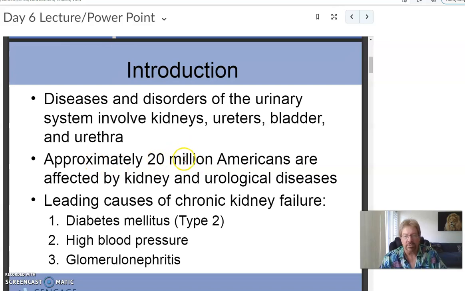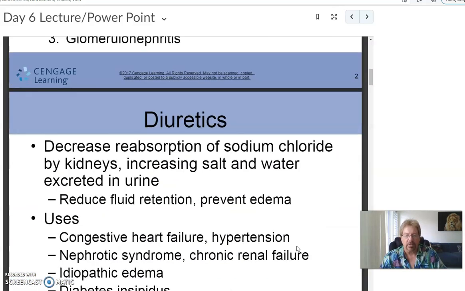Approximately 20 million Americans are affected by kidney and urological diseases. That's a lot, guys. Leading cause of chronic kidney failure, number 1: type 2 diabetes. The leading cause. Why? Diabetes damages the little delicate tissues in the kidney. High blood pressure, same thing, blows out and tears up the glomerular apparatus and all. Glomerular nephritis, which is a disease of the glomerulus, Bowman's capsule.